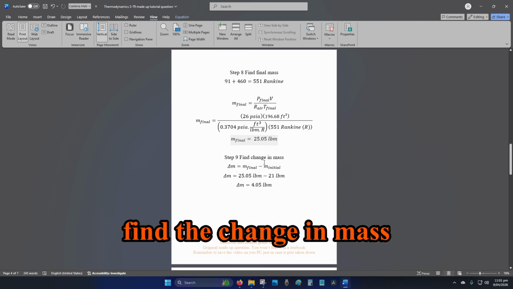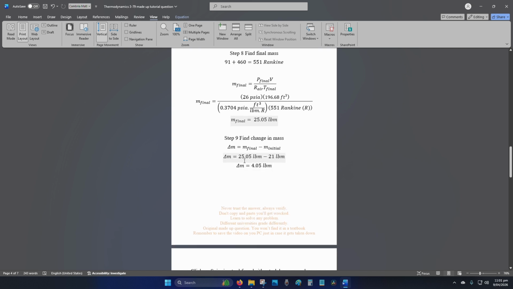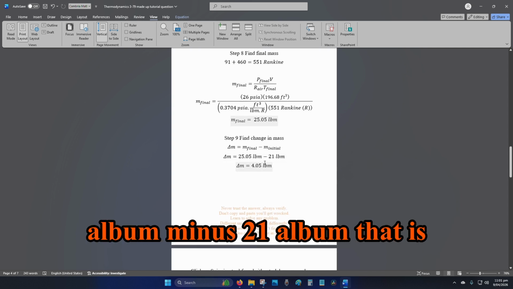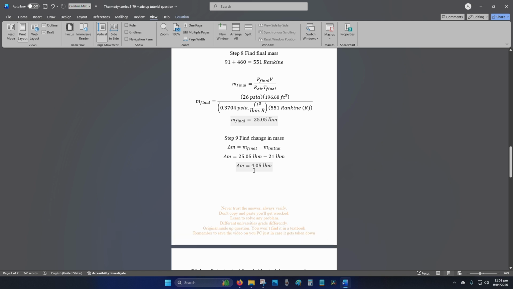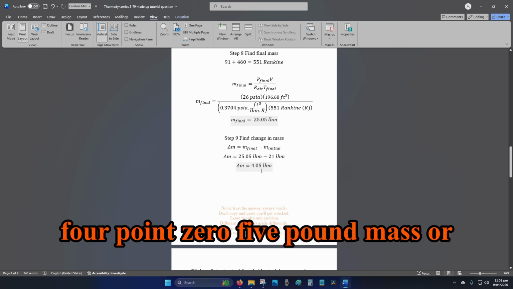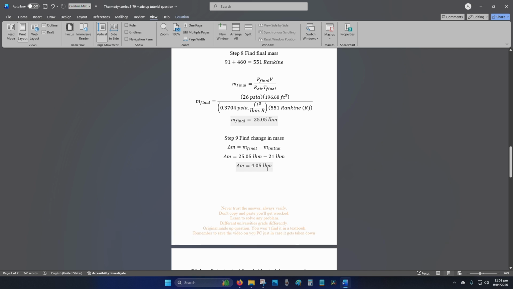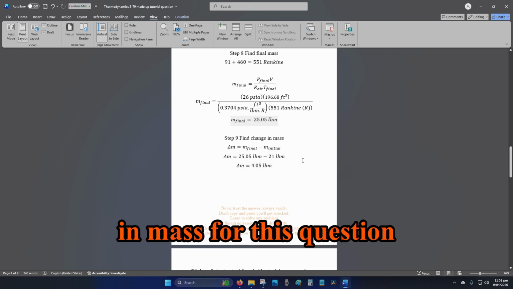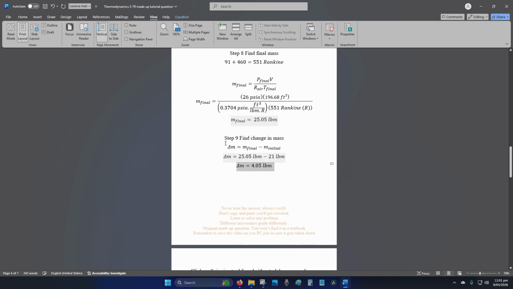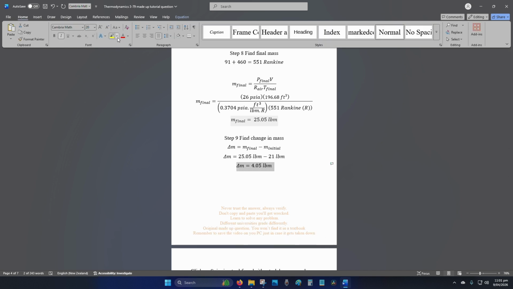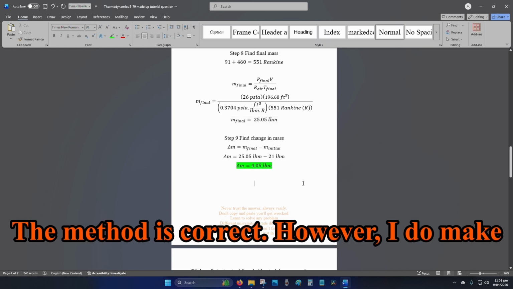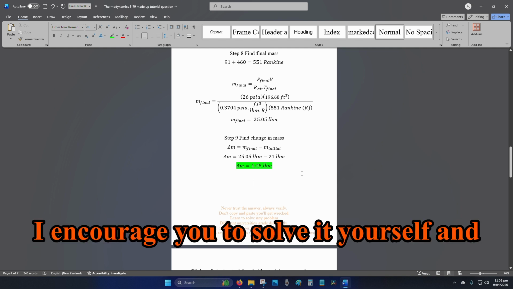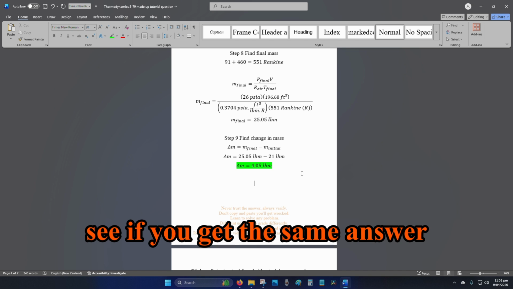Step 9, find the change in mass. 25.05 lbm minus 21 lbm is 4.05 pound mass, or lbm, and that is the change in mass for this question. Disclaimers: the method is correct, however I do make calculation mistakes. I encourage you to solve it yourself and see if you get the same answer.